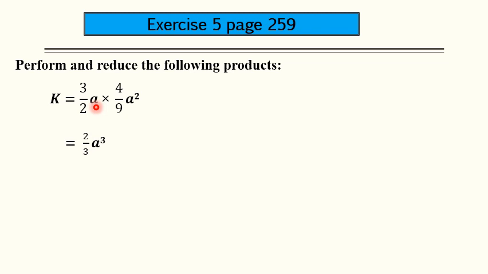Then I can say a times a squared, it's a to the power 1. And when we have the same base, which is a here, I just add the exponents. 1 plus 2 equals 3. So the final answer of k is 2/3 of a cubed.